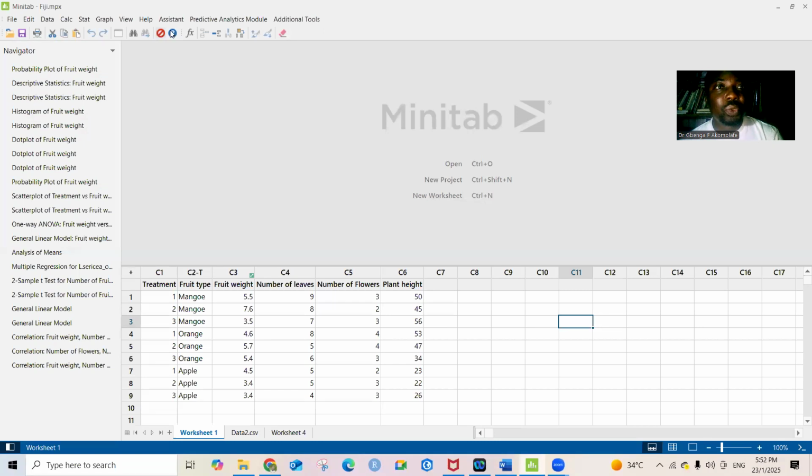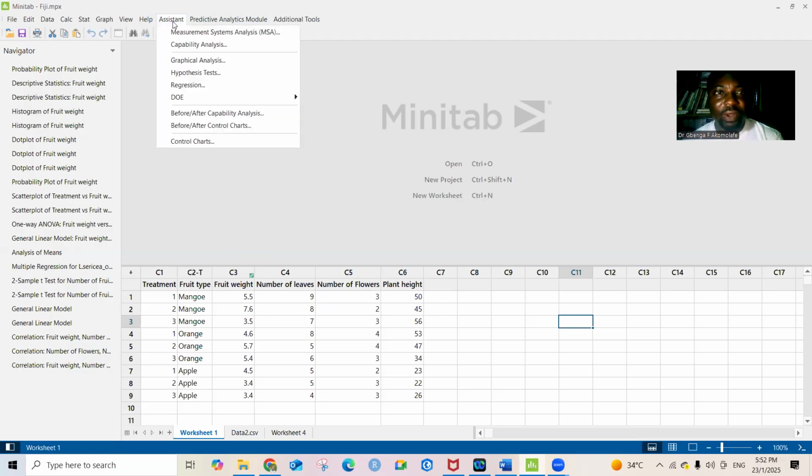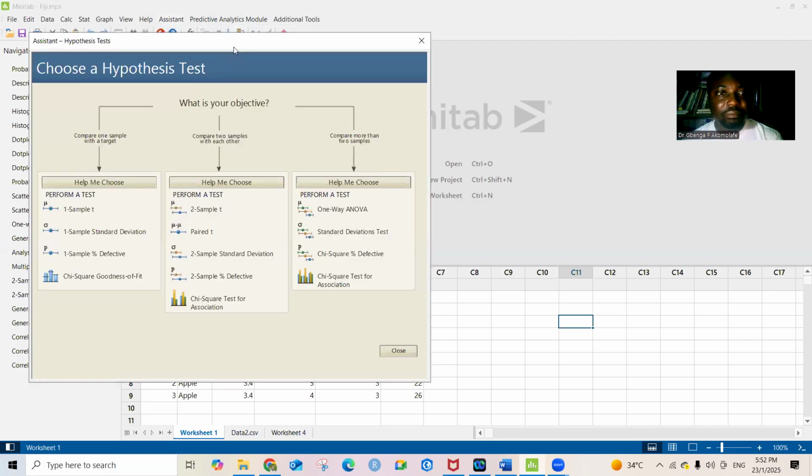So having opened the Minitab software, you can then go to Assistant. You can see Assistant on the menu bar. Just click on Assistant. When you click on Assistant, you will see different types of assistants that you can seek. All right. So let's click on Hypothesis Test, and then let's see what Minitab has to offer.